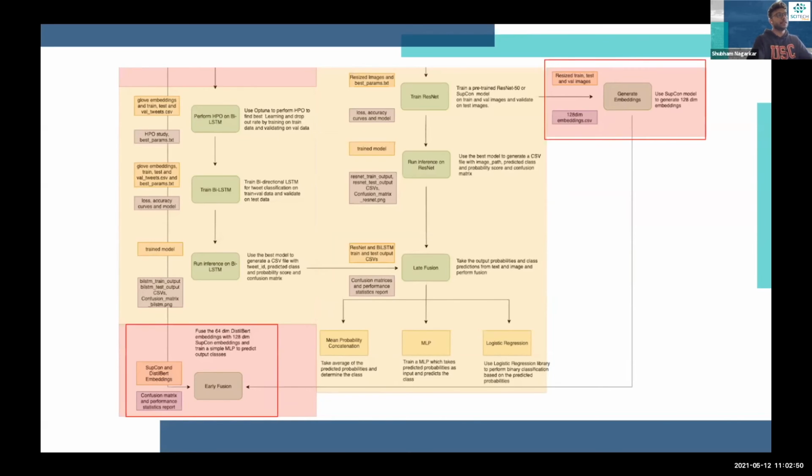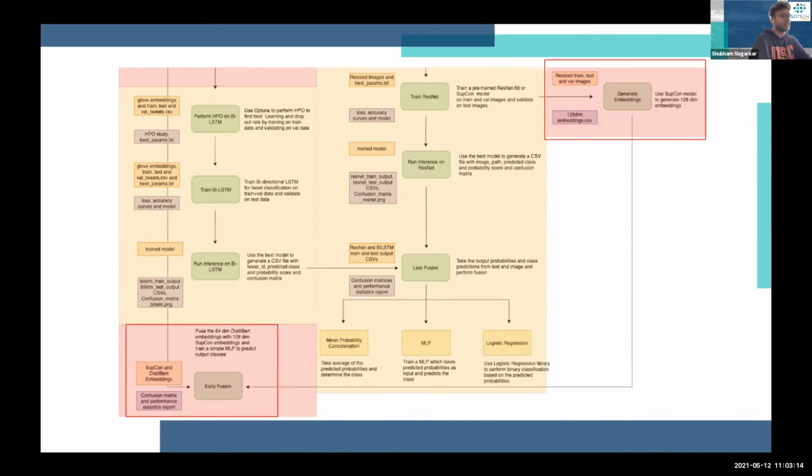Similarly, in case of early fusion workflow, the trained image model and the trained BERT model are then passed to the generate embeddings job. And this job basically outputs a CSV file, which will give us 128 dimensional embeddings corresponding to each image. And for the BERT model, it generates 64 dimensional embeddings and converts it into CSV.